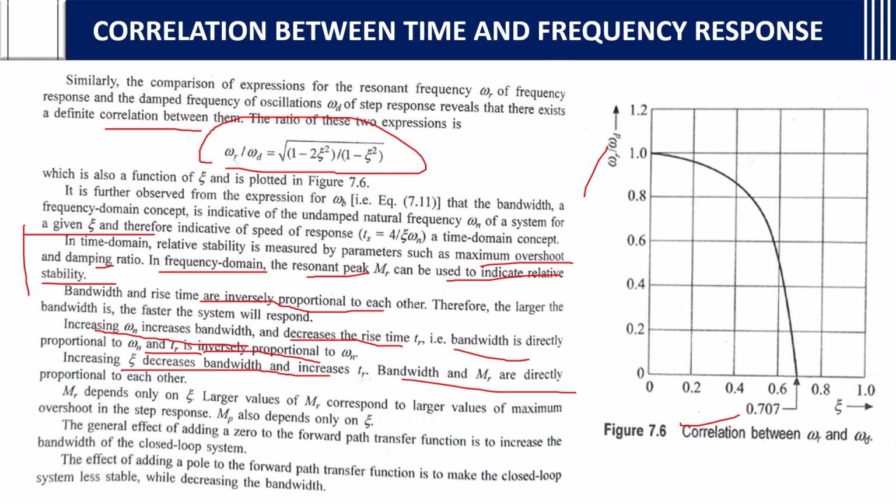So bandwidth and Mr are directly proportional to each other. Bandwidth and Mr, the resonant peak, are directly proportional, whereas Mr depends only on xi. Larger values of Mr correspond to larger values of maximum overshoot in the step response. So Mp also depends only on xi. The general effect of adding a zero to the forward path transfer function is to increase the bandwidth of the closed loop. The effect of adding a pole to the forward path transfer function is to make the closed loop system less stable while decreasing the bandwidth.